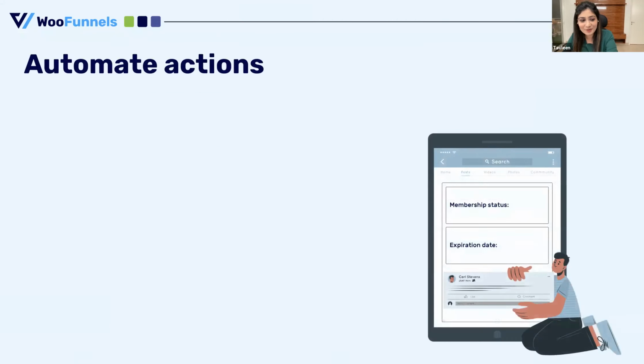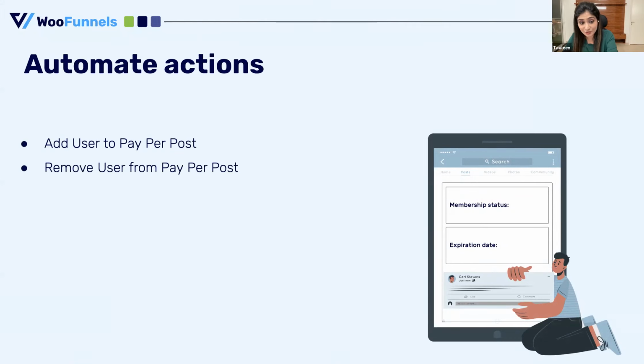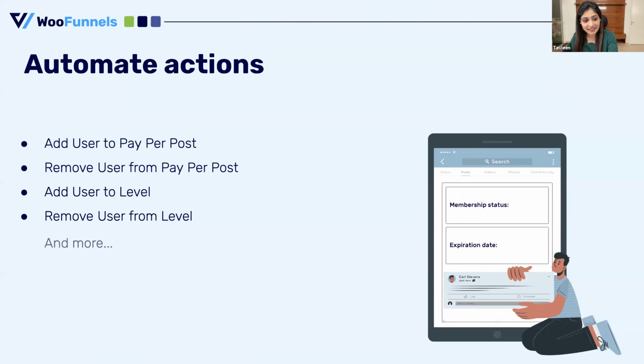Yeah. So then we've got automate actions. You can add a user to PayPal post, remove them from PayPal post, which is again an amazing feature of WishList Member. You can add them to a level, remove them from a level. So based on the events, which I just showed you, you can automate actions like these, so you don't have to manually perform these actions. You can simply automate them based on the events that you select.